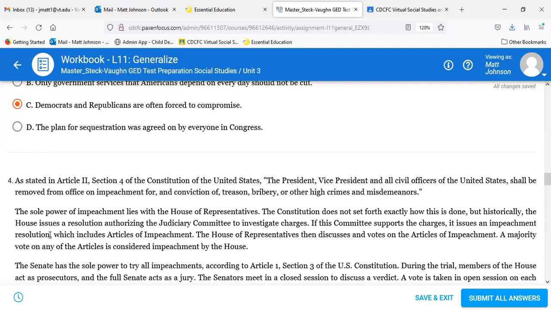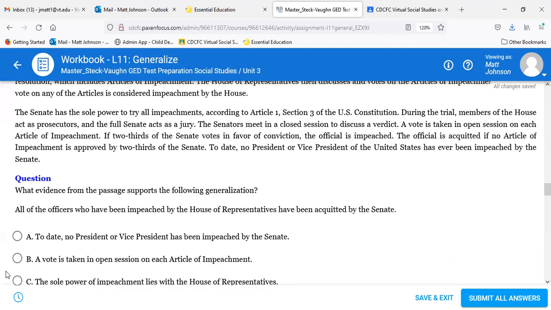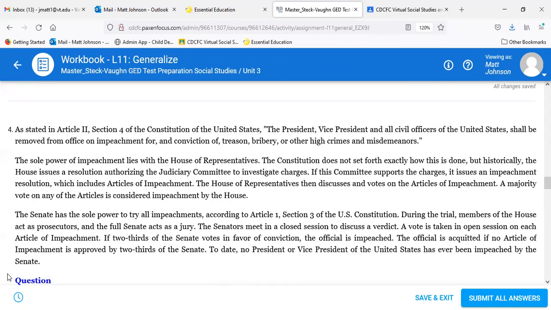And let's see here. We got another new reading. Sasha Gay, you want to read the first two paragraphs there? Okay. As stated in Article 2, Section 4 of the Constitution of the United States, the President, Vice President, and all civil officers of the United States shall be removed from office on impeachment for and conviction of treason, bribery, or other high crimes and misdemeanors.